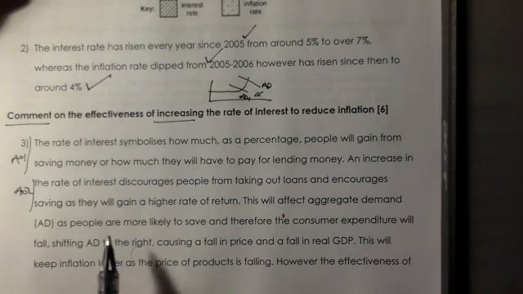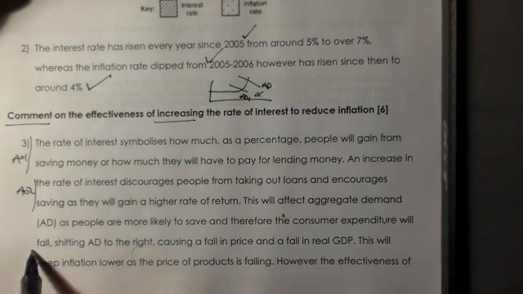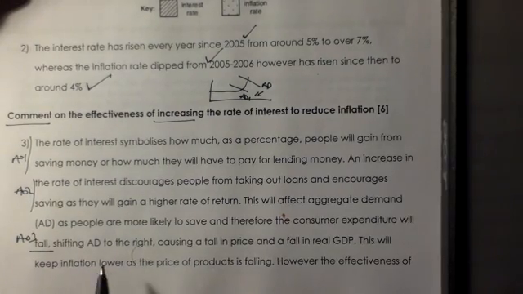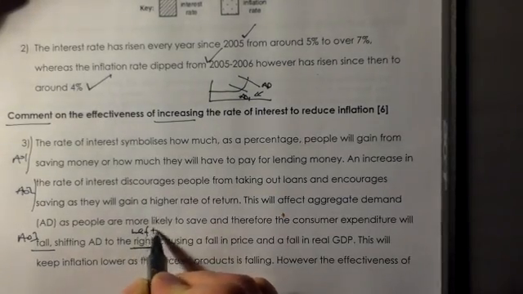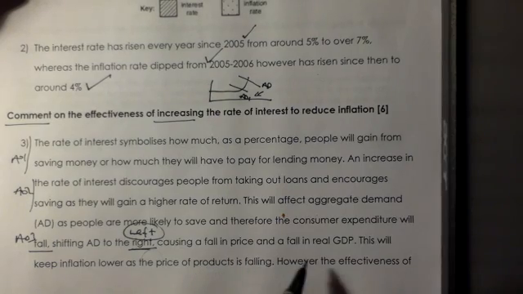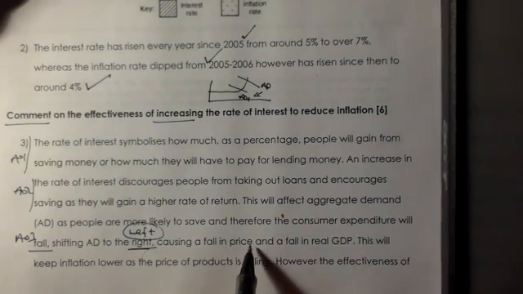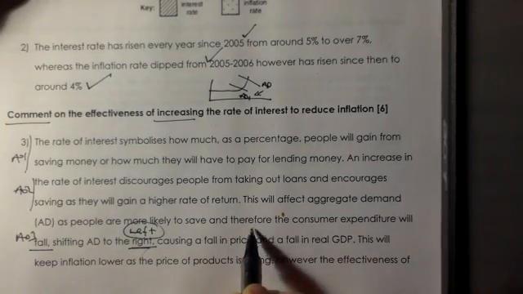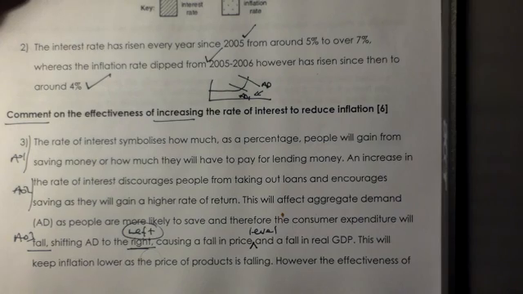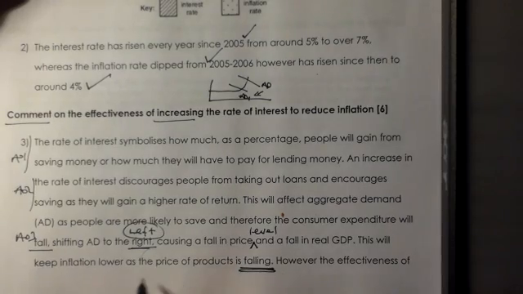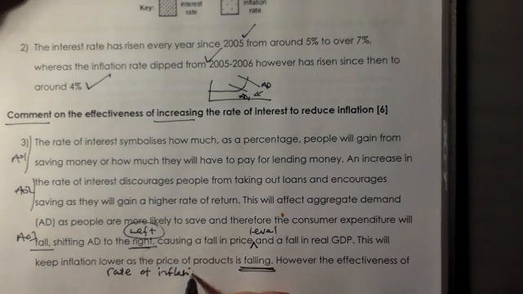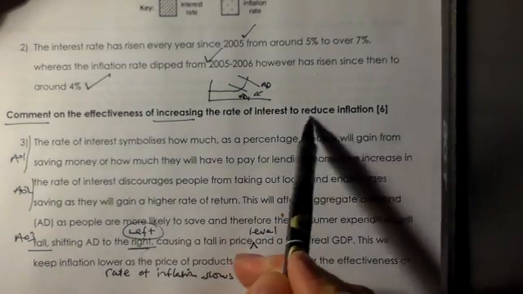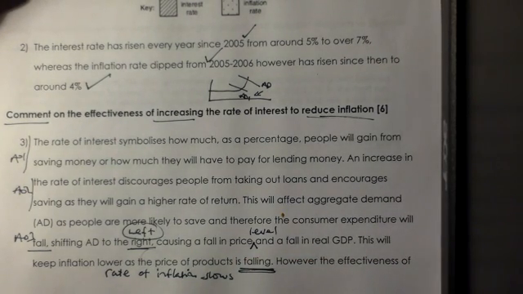This will affect aggregate demand as people are more likely to save, and therefore consumer expenditure will fall. So we've got a fall in C, there's an AO3, shifting AD to the left, fall in AD, causing a fall in price and a fall in real GDP. Bit of accuracy there: price level is key. This will keep inflation lower as the price of products are falling. Not necessarily falling, but let's say the rate of inflation slows, because we're just talking about reducing inflation, not necessarily going into deflation.